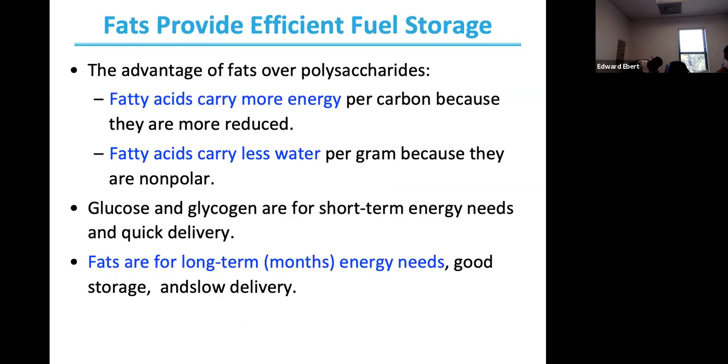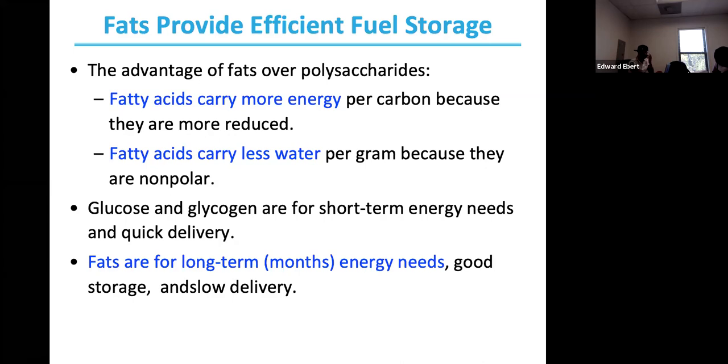Okay. The advantage of fuel storage in fats: fatty acids have more energy per carbon because they're more reduced. So we get more energy there. There's less water because they're nonpolar, so they don't need to be dissolved. Glucose and glycogen tend to be short-term to medium-term energy needs. They can do that really quick delivery.